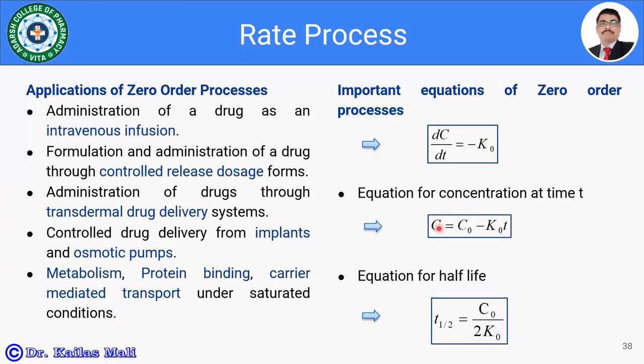When we are plotting the graph of C to t, we are getting a straight line with a slope minus K0 and y-intercept is the C0. Equation for determination of zero order half-life, that is half-life is equal to C0 upon 2K. So herewith we have finished the zero order process. Hope all of you have understood the things which we have discussed under the zero order kinetics.